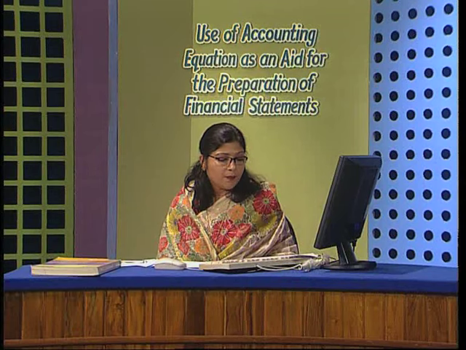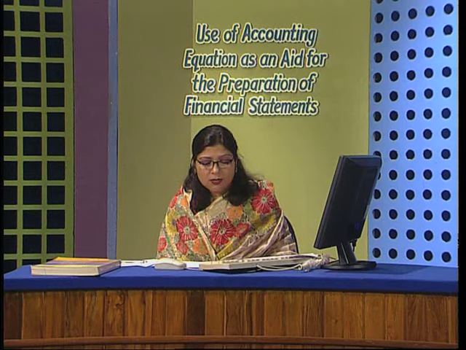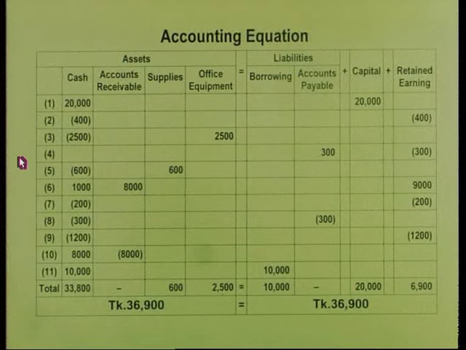Transaction number 4, incurred taka 300 of advertising costs in the Chicago Tribune on account. Let us look at the accounting equation again. For this transaction, accounts payable has been increased by 300 since this is a non-cash transaction, so a liability will increase. At the same time, this is an expense also. That is why the retained earning will also decrease.